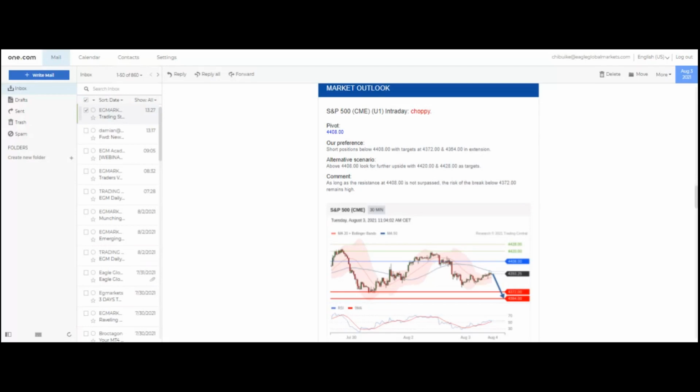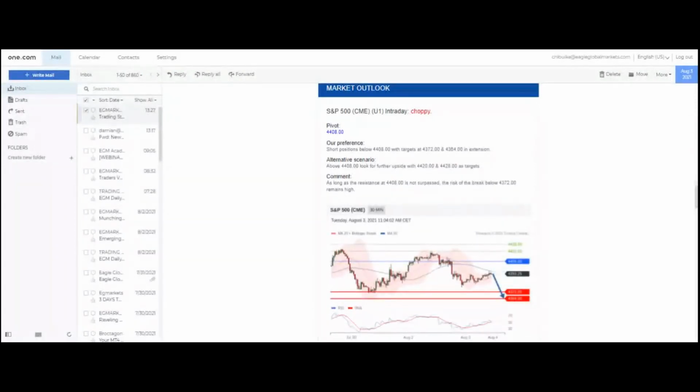Now an alternative scenario. The alternative scenario means when you go to the chart and you don't see what we want to see, this is what you should be able to see. Above the pivot, which is 4408, if price is above the pivot, you have to look for upside opportunities. That means you have to look for long opportunities. You have to start looking for opportunities to buy. And your target would be at 4420 and 4428. That's basically what it means.